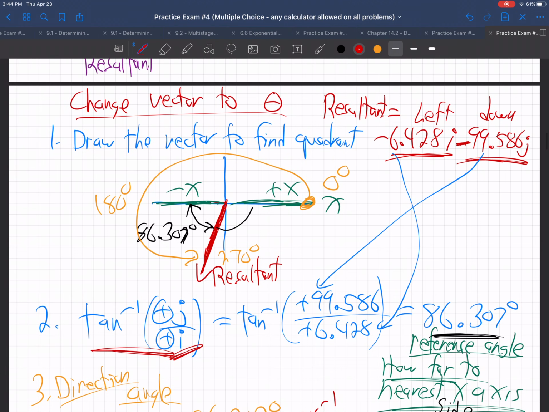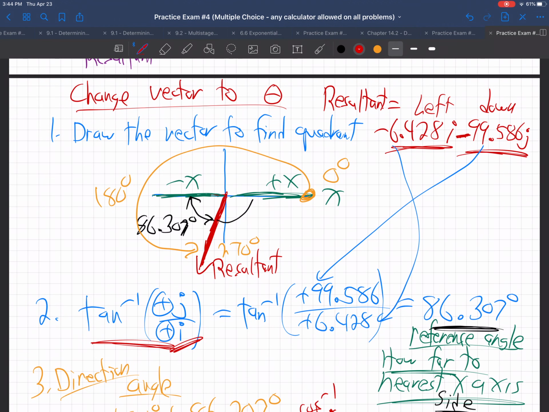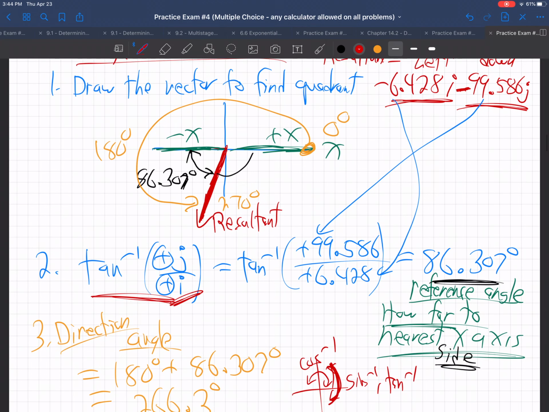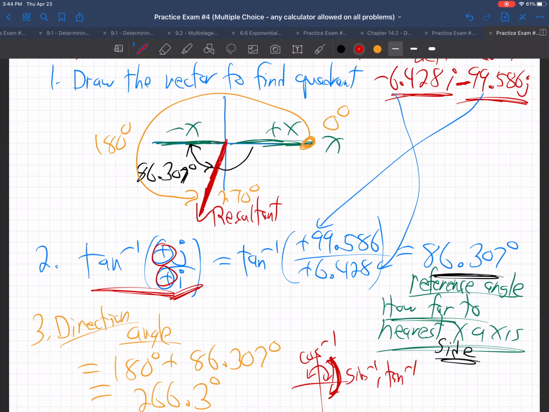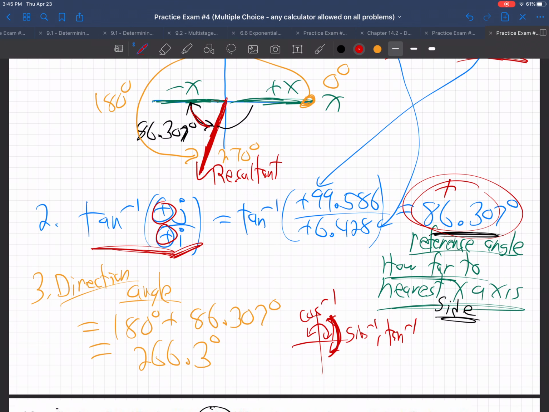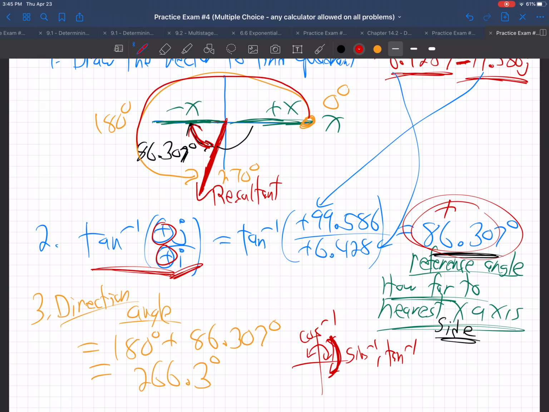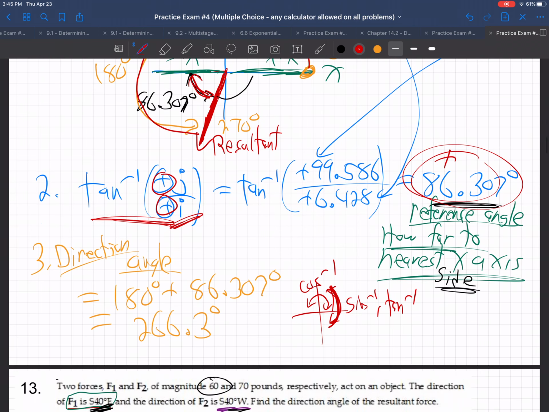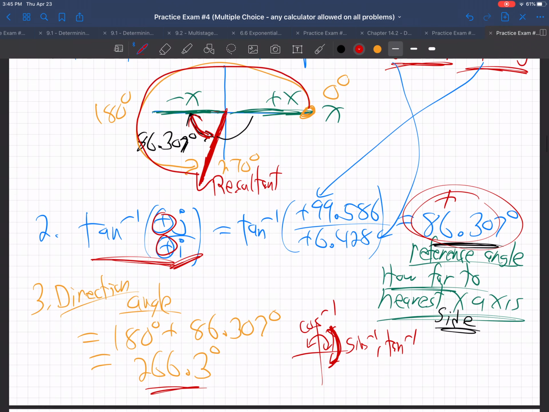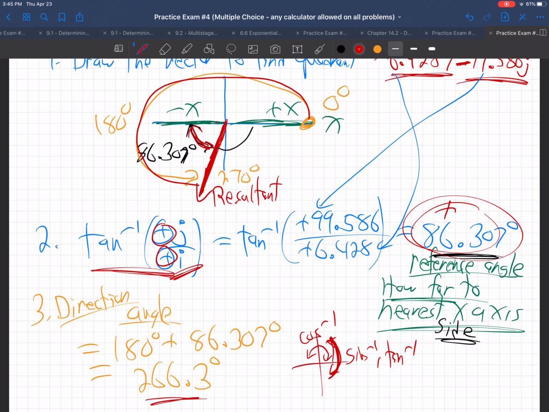So to get the overall real answer, you've got to start by drawing it, find out what quadrant it's truly in, change both the top and bottom numbers to plus. Why? Because that gets you a positive answer in the first quadrant, and then you use that because that tells you exactly how far away it is from the x-axis, and then you just find how far away that is from the x-axis in the true quadrant it's in, and that meant that we go from 0, 180 plus 86, and then you get your real answer. That's what you have to do to reliably get this.